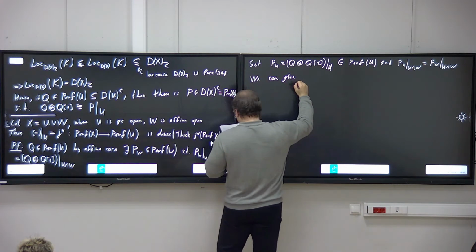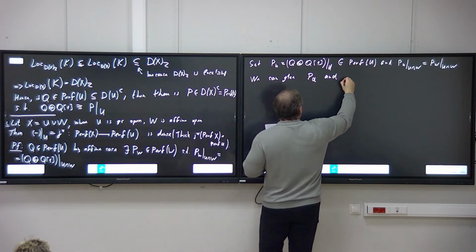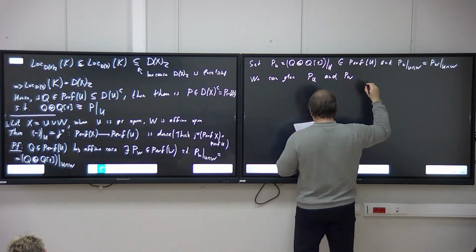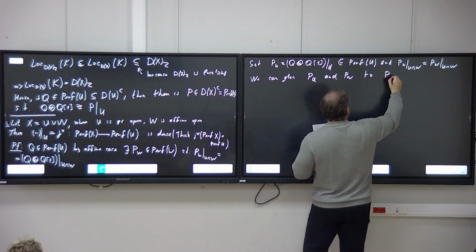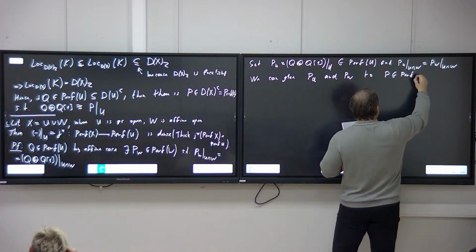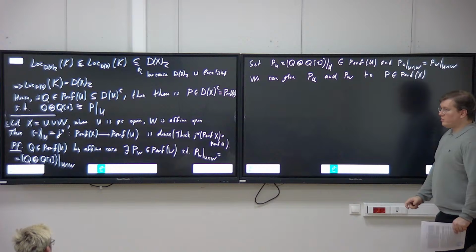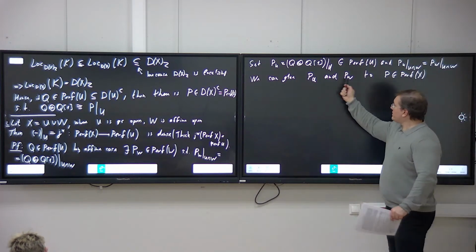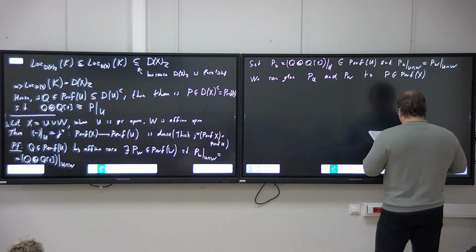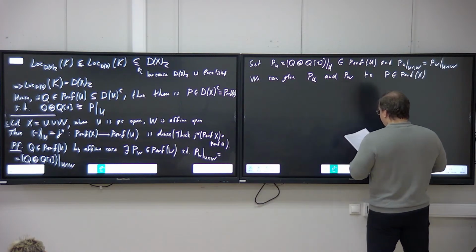We can glue PU and PW to some object P, which will be a perfect object on the X. Right? Because being perfect, I can check locally, and locally on U and W everything works. So this is perfect, and that's what we need, right?